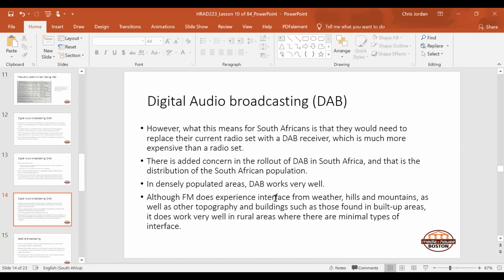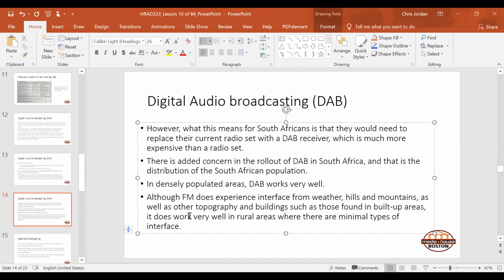I'm saying AM and FM systems will run in parallel with the implementation of DAB systems for quite a long time, especially in a place like South Africa. Although FM does experience interference from weather, hills and mountains, as well as other topography and buildings such as those found in built-up areas, it does work very well in rural areas where there is minimal interference too.